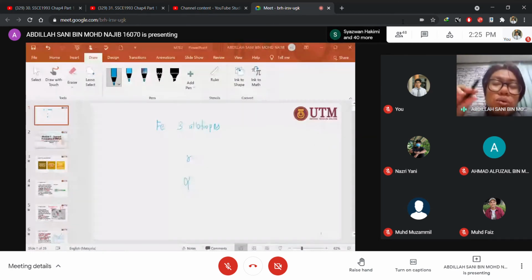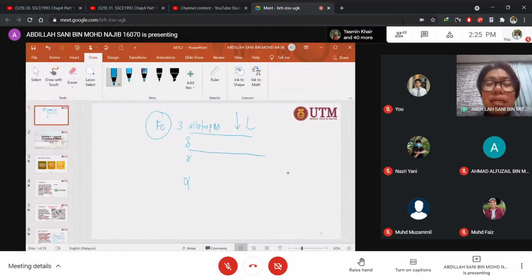Okay, so ferrum kosong yang tak ada apa-apa, besi saja. Bila dia satu temperature yang tinggi, 1500 something, dia dalam liquid. Bila dia solidify, at first dia jadi delta ferrum, yang structure dia BCC. Lepas tu bila dia jadi sejuk sikit, dia akan jadi gamma ferrum, yang adalah FCC. After that, lepas bawah pada 900 something, dia akan jadi alpha ferrum, kembali kepada BCC.